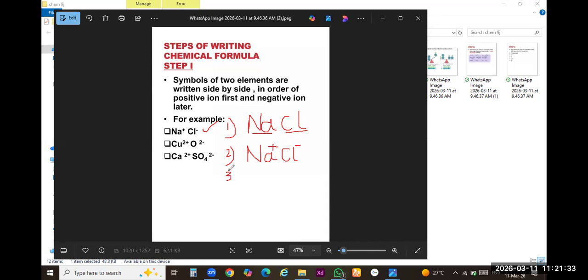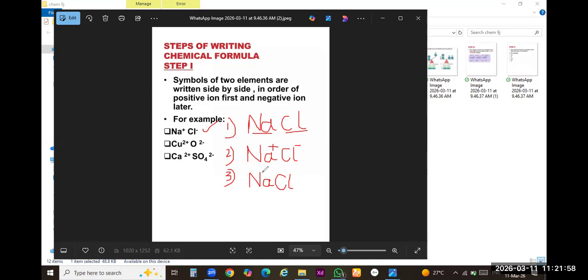Done? In the third step, write down their valences on the top right corner. Do you know about the concept of valences? You have to memorize the table of valency from chapter number 3. Clear?